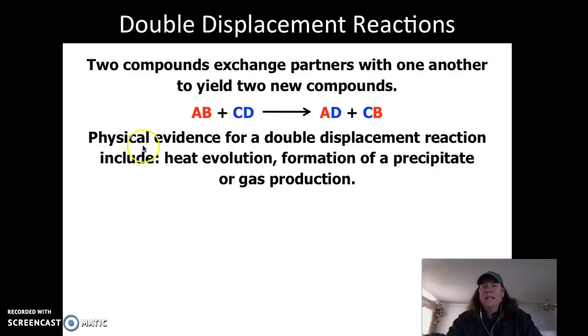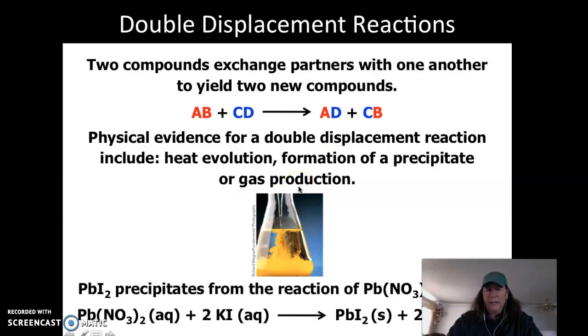And the last one is gas production. If it bubbles or it fizzes, that's how you can tell you have a chemical reaction. Heat or light given off, formation of a precipitate, and if it bubbles or fizzes, a gas is produced. Oh, this one I really covered up.